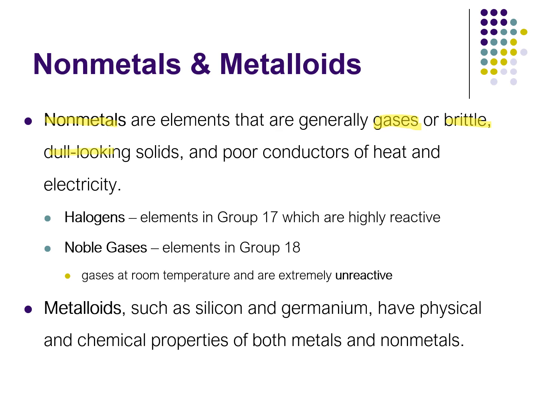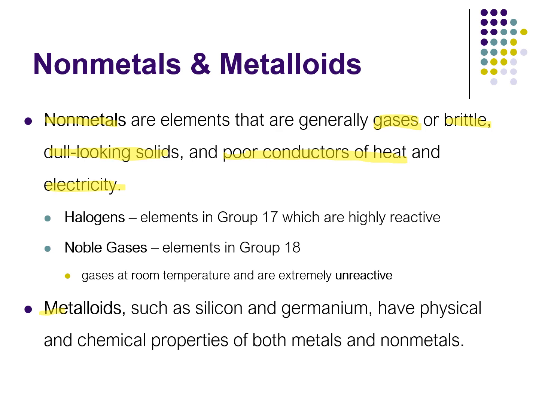They are dull-looking solids. Ibig sabihin, hindi siya shiny. And they are poor conductors of heat and electricity. So, examples of nonmetals in the periodic table are the halogens, elements in group 17 or yung ating group 7A, and the noble gases, which are elements in group number 18 or group 8A. Gases at room temperature are extremely unreactive, yung mga noble gases natin.